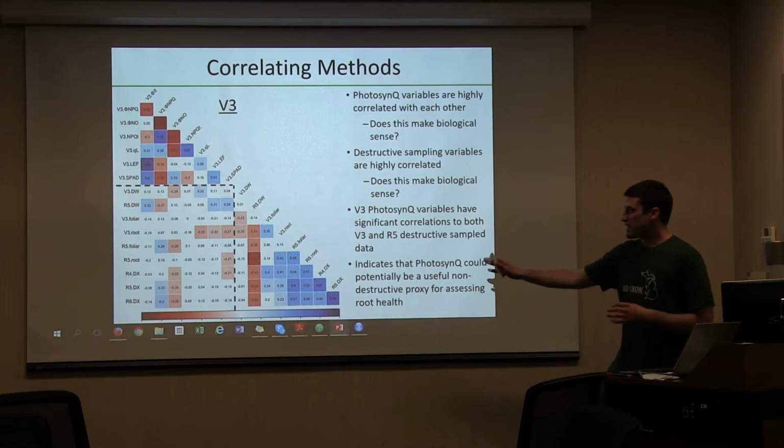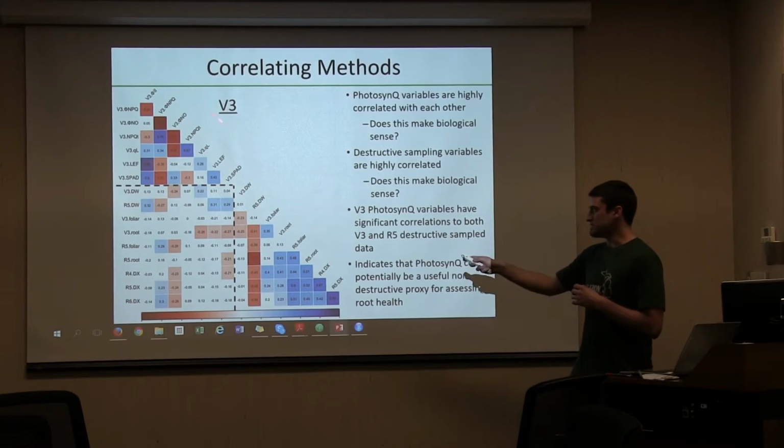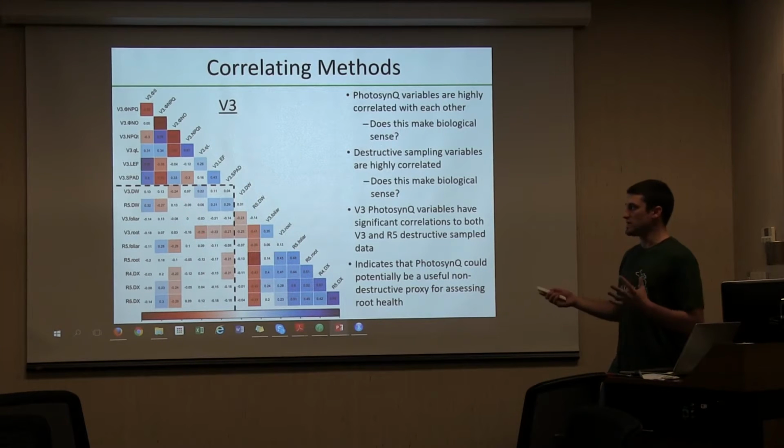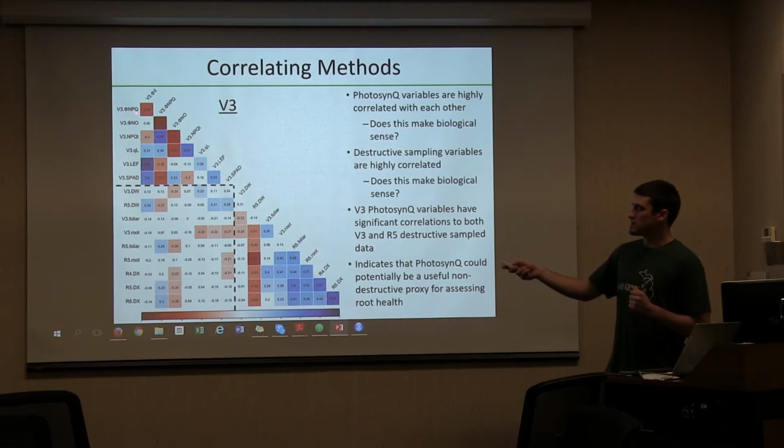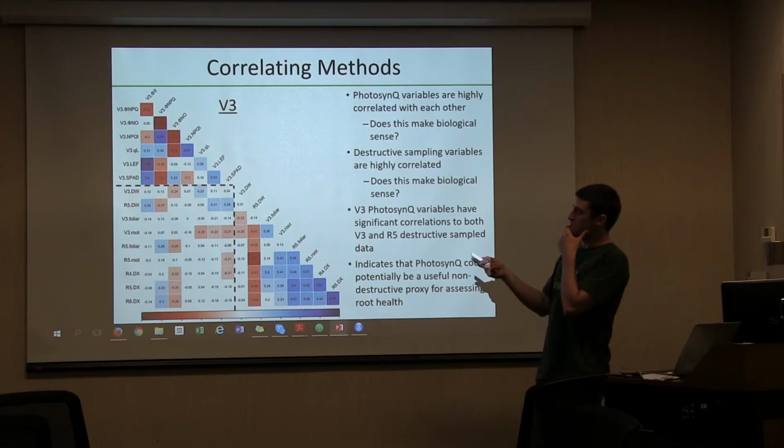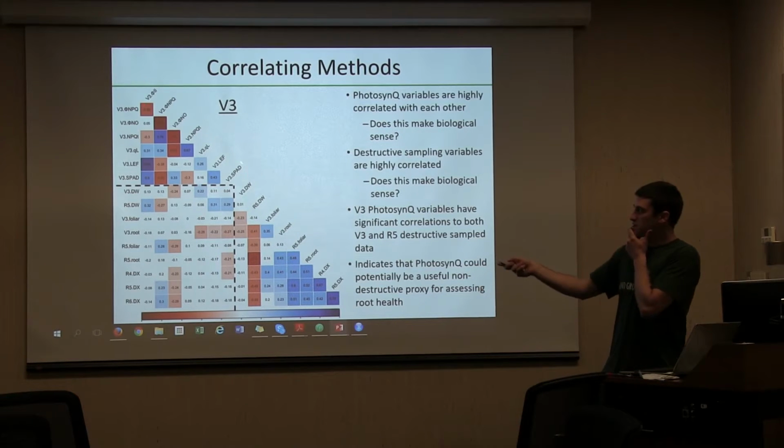So what I've got here is kind of intimidating. It's just a correlation matrix. So what I tried to do is group the PhotosynQ variables, phi NPQ, phi NO, NPQT, QL, LEF, and SPAD, all at growth stage V3, so their first sampling time point, and correlate them to my disease measurements, both at V3 and R5.